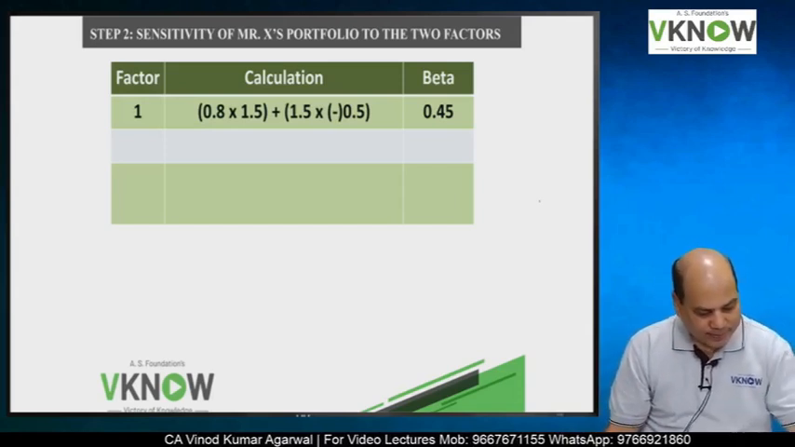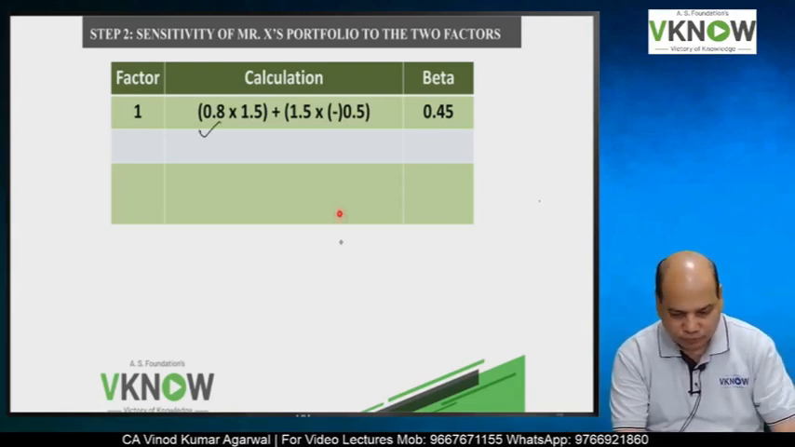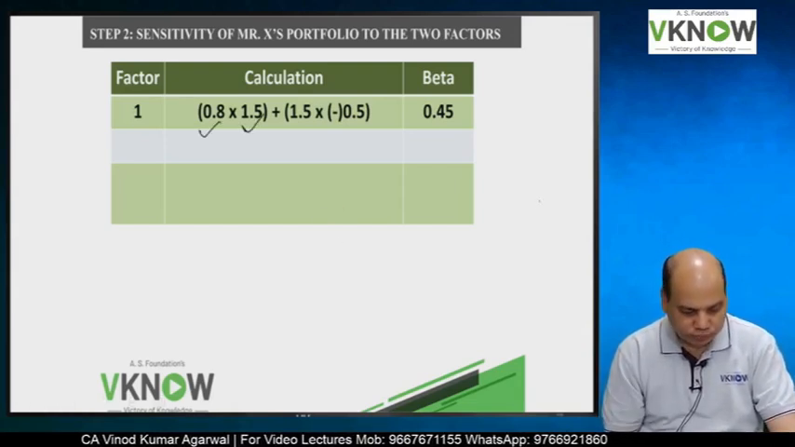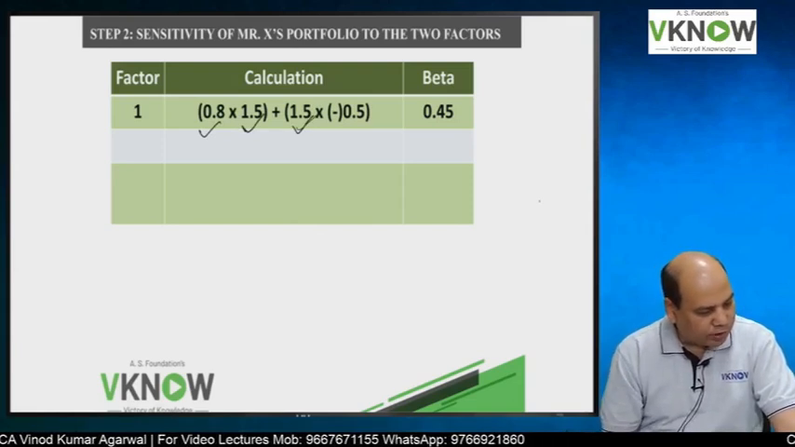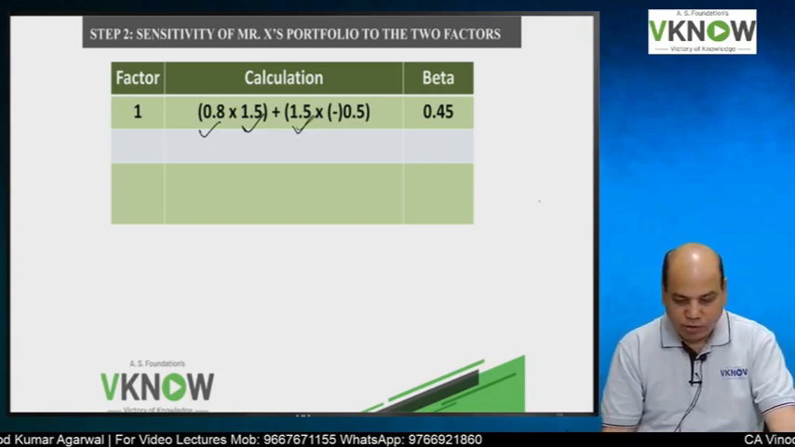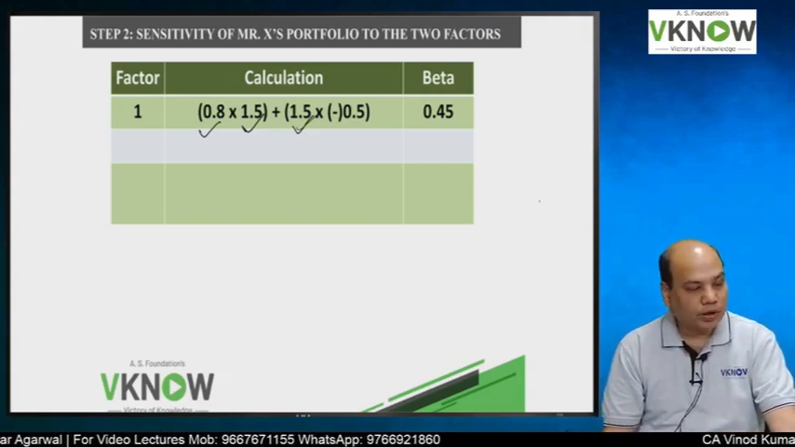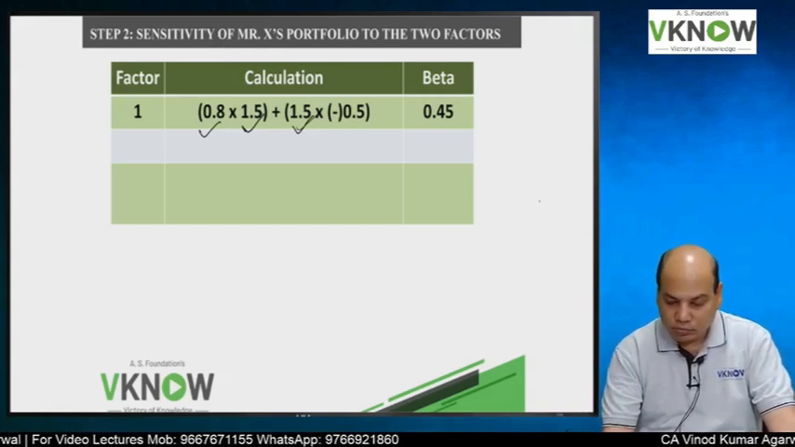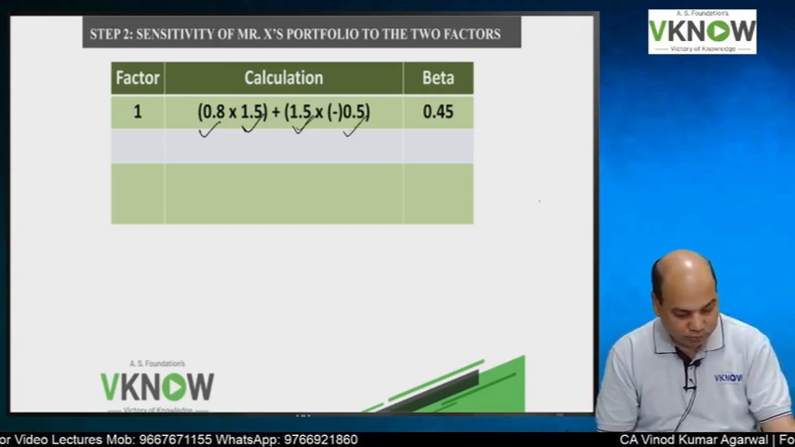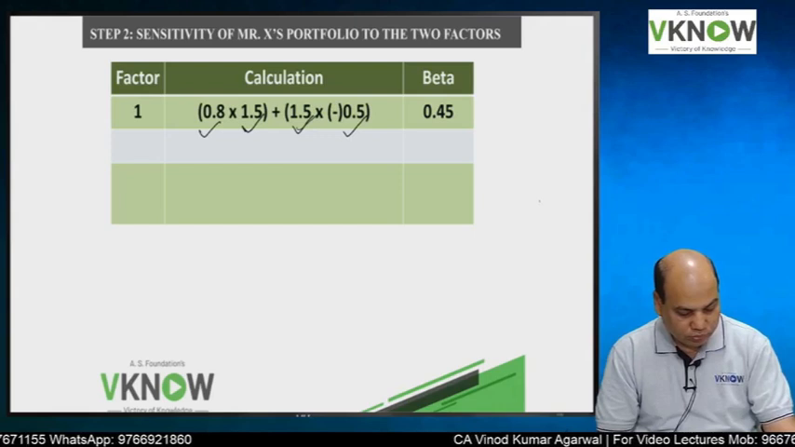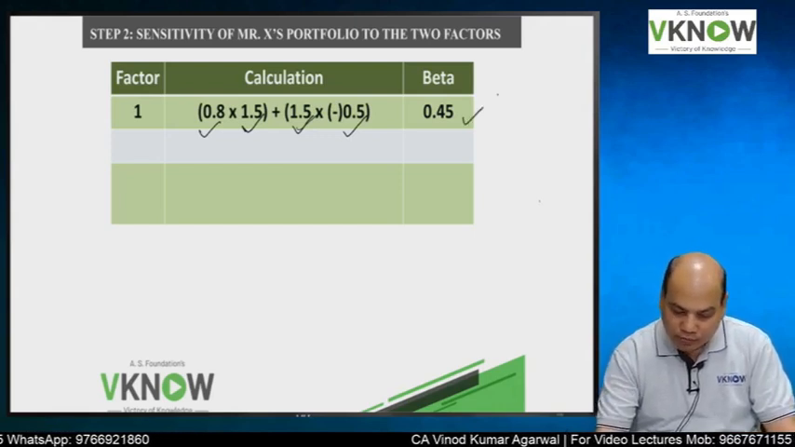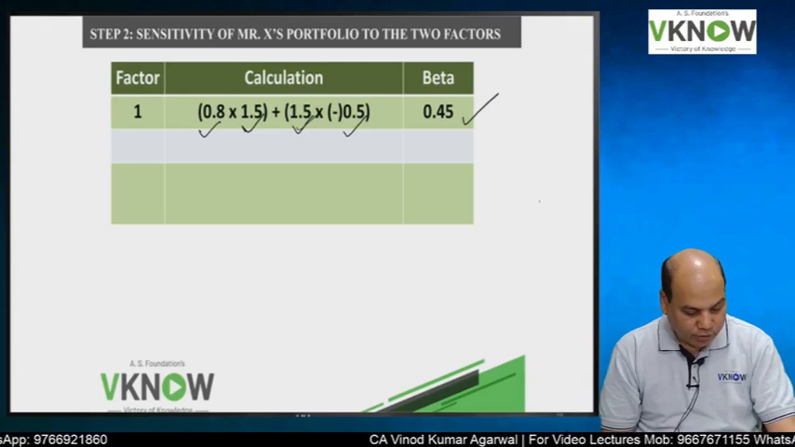Okay. 0.8 into 1.5, that is weight, then factor 1 beta, 1.5 into 0.5, into minus 0.5, sorry, negative weight. Is it 0.45?